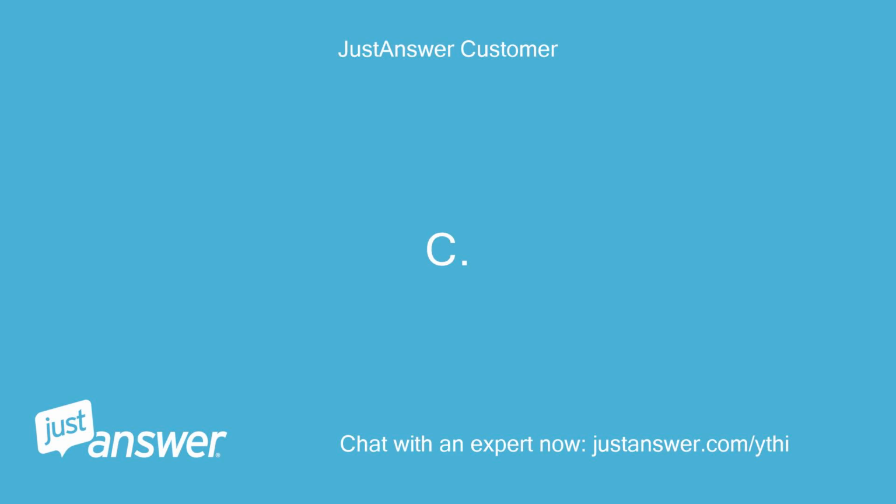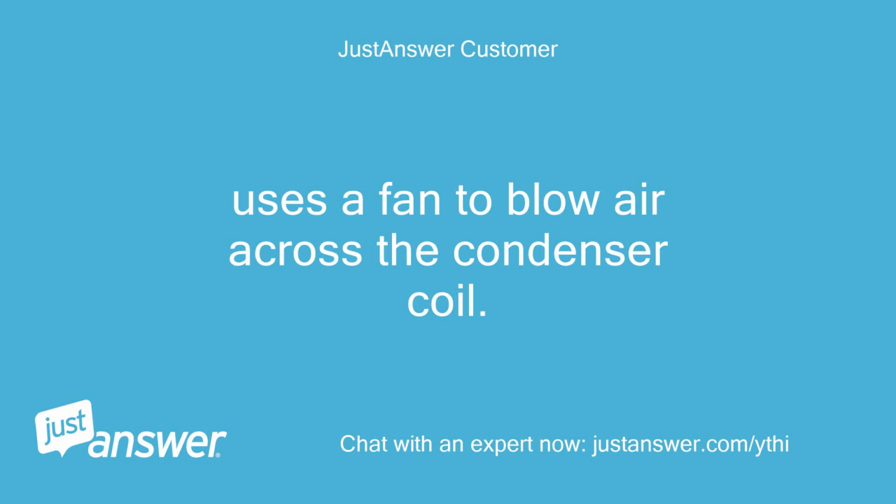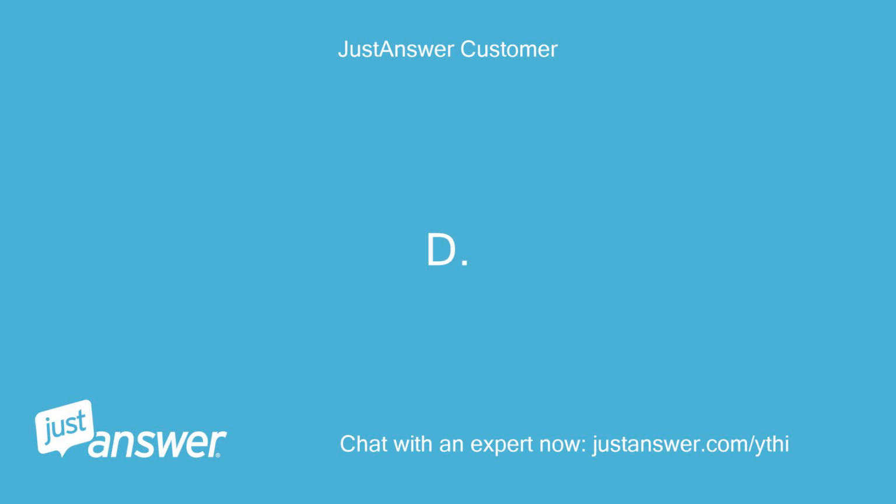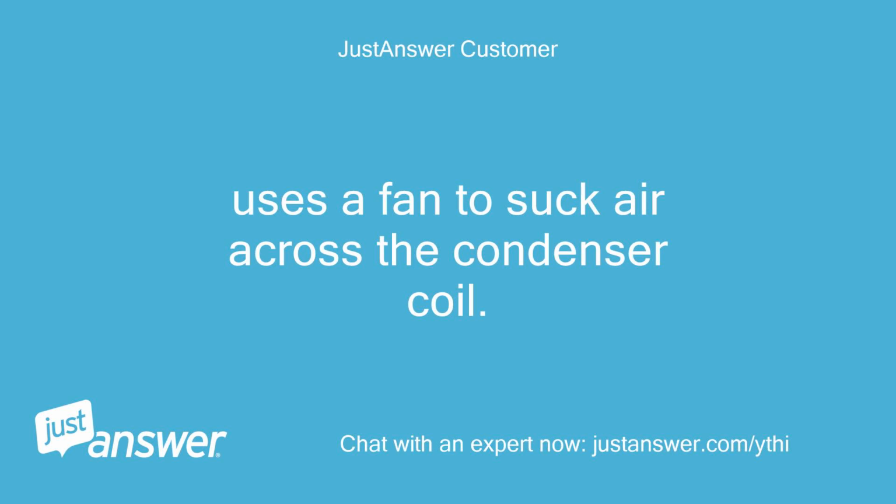C. Uses a fan to blow air across the condenser coil. D. Uses a fan to suck air across the condenser coil.